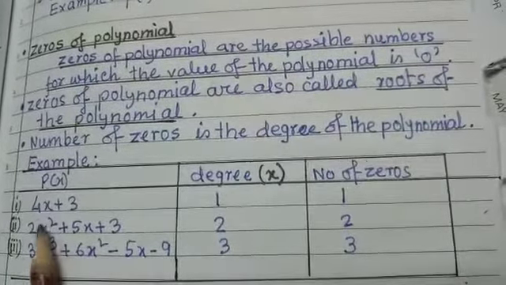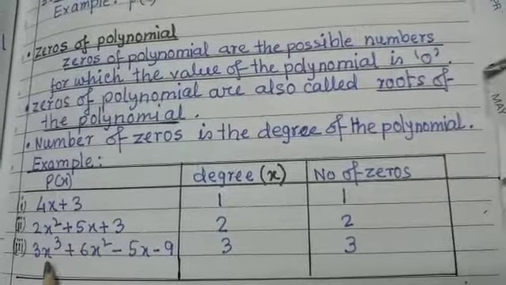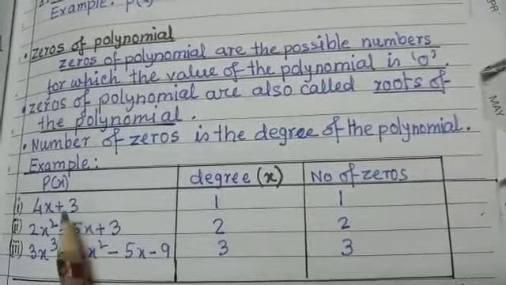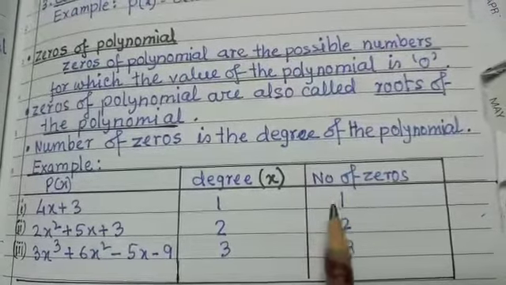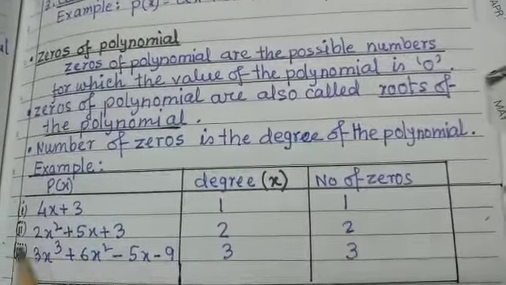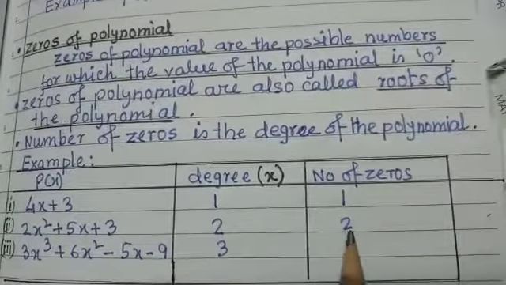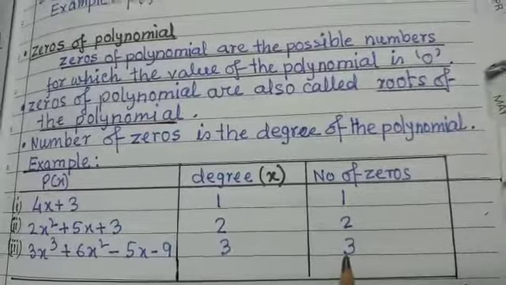Polynomial examples have been given: 4x plus 3, or 2x square plus 5x plus 3, or this one. Here the degree is 1, so the number of zeros is 1. When the degree is 2, the number of zeros is 2. Degree 3, so the number of zeros is 3.